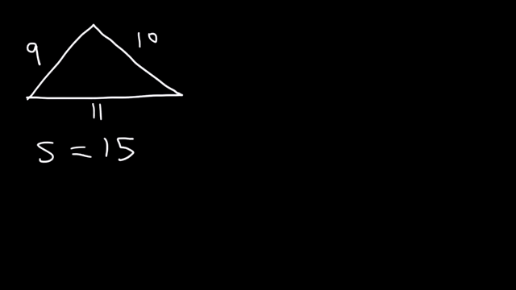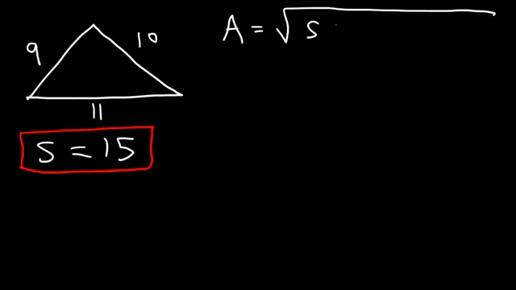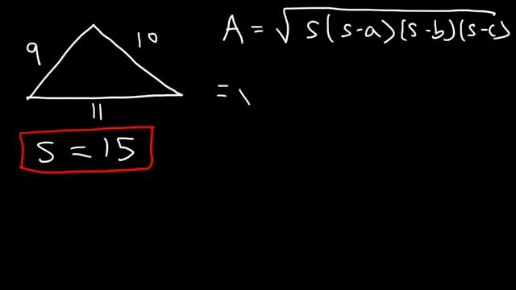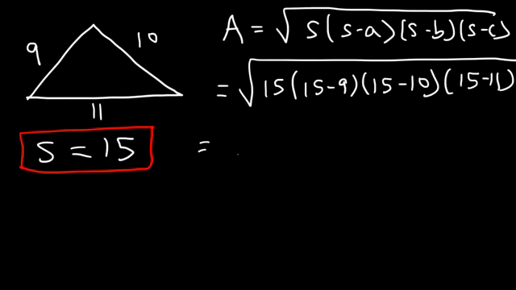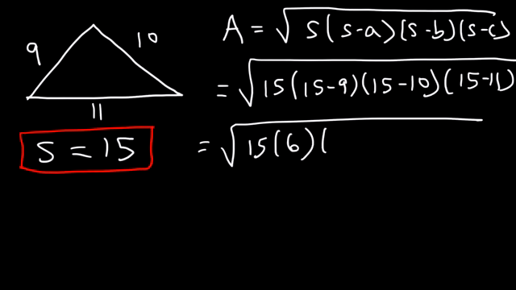Now that we have the value of s, we can use Heron's formula to find the area. It's going to be the square root of s times (s minus a) times (s minus b) times (s minus c). s is 15, so it's going to be 15 minus 9, times 15 minus 10, times 15 minus 11. 15 minus 9 is 6, 15 minus 10 is 5, 15 minus 11 is 4.